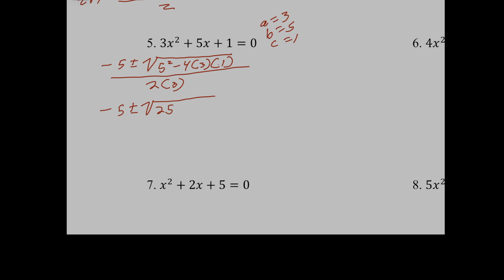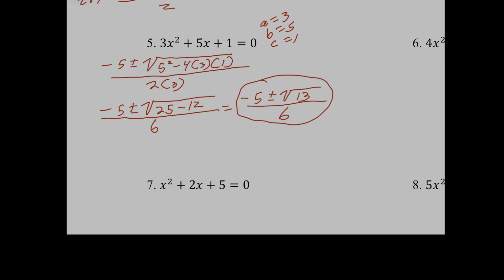Okay, and that's going to equal negative 5 plus or minus the square root of 25. Negative 4 times 3 is 12 times 1, so it's going to be a minus 12, all over 2A, which is going to be 6, which is going to be negative 5 plus or minus the square root of 13 over 6. I can't break down 13. I can't reduce 5 and 6, so lo and behold, I have an answer. Okay, and there you go.